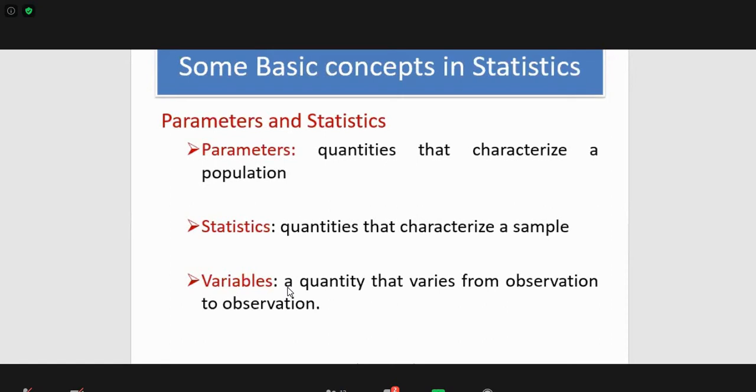But if I study only the sample, that's only the 100 students, and I calculate the mean for the 100 students, which is my sample, we call that a statistic. Similarly, we can have the standard deviation for the sample. So the standard deviation and mean of the sample are my statistics. But the standard deviation and mean of the population, we call them parameters. Is it clear?